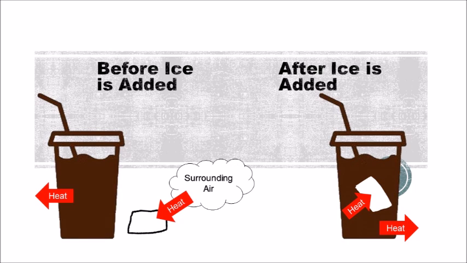Our model can be looked at in two parts, the time before the ice is added and the time after the ice is added. Before the ice is added, our model considers the heat transfer between the coffee and air and the heat transfer between the ice and air. After the ice is added, our model considers the heat transfer between the coffee and air and the coffee and ice.